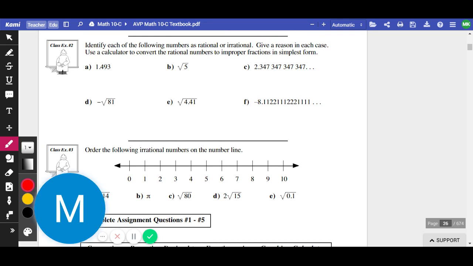Okay. We look at the first number. It's 1.493. Does that repeat forever? No, definitely not, right? Does it terminate? Meaning, does it stop? Yes, it does. So as long as you say yes to one of those questions, it's a rational number. Right? Just one or the other has to happen.